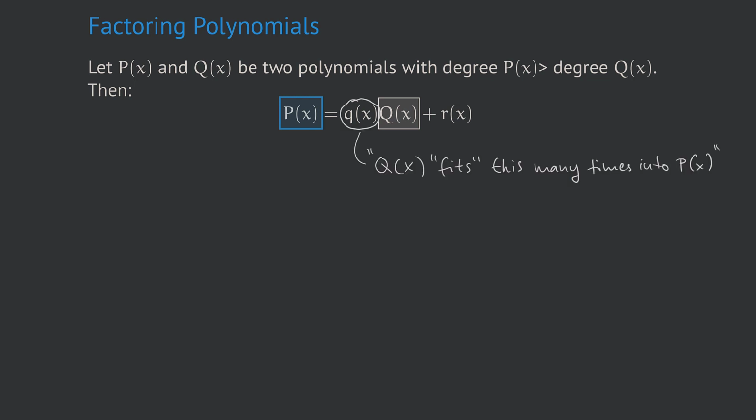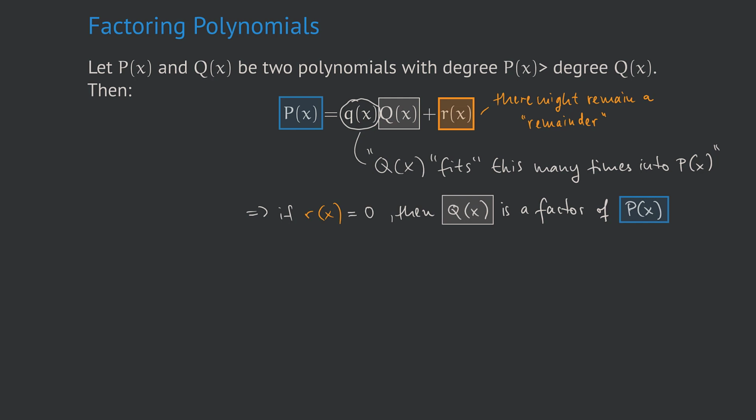Then we hope to find a polynomial called little q of x, which we can interpret as that q of x fits this many times into p of x. So that is something like the result of the division p of x divided by q of x. And as divisions do not always work out, there might remain a so-called remainder, that is the polynomial r of x. If we are lucky, this remainder is 0, that means there is no remainder. In this case, we say that q of x is a factor of p of x.